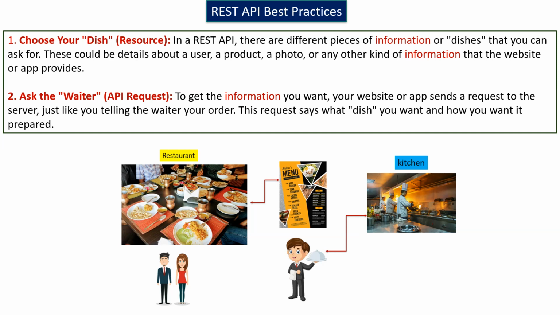Ask the waiter, which is equivalent to API request in computer world. To get the information you want, your website or app sends a request to the server. Just like you are telling the waiter your order. This request says what dish you want and how you want it to be prepared.